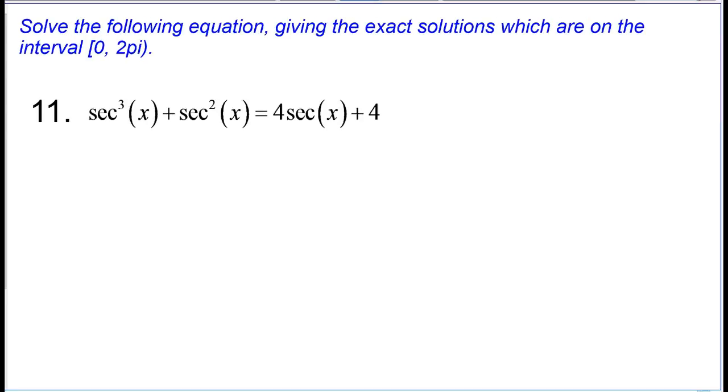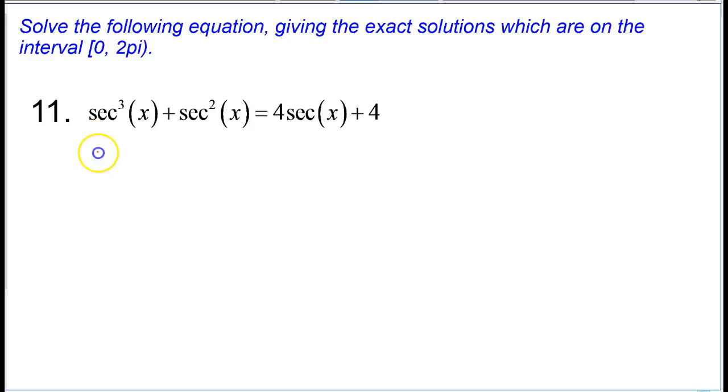All right, folks, let's see what we can do with this one, number 11. Same directions as the previous problem. We have secant cubed of x plus secant squared of x equals 4 secant x plus 4. And this one, nothing jumps out at me as a solution strategy right away. So I just see some things on the left and right that look like GCFs. So I'm going to go ahead and factor the left-hand side and the right-hand side.